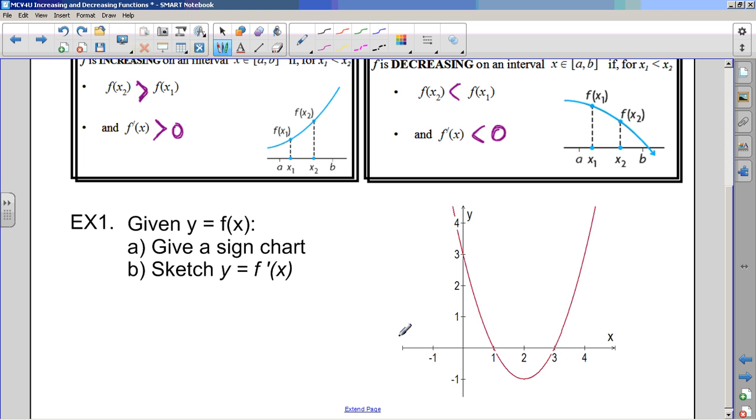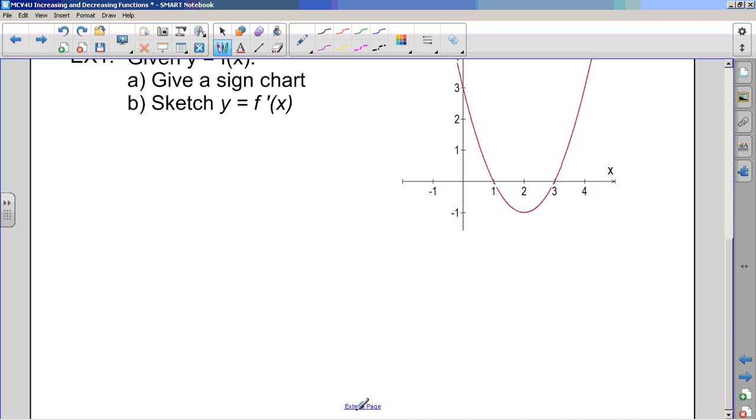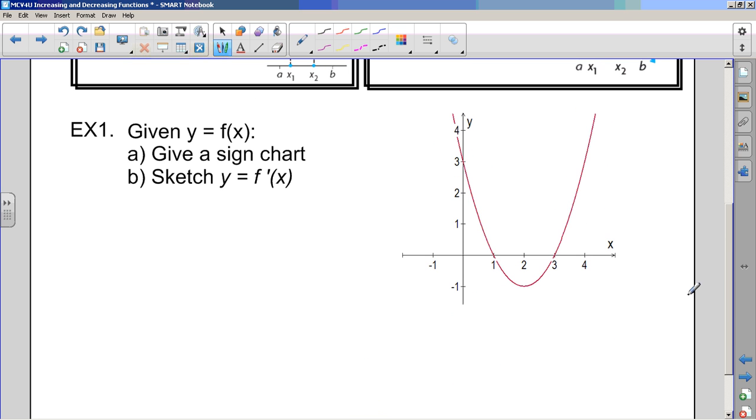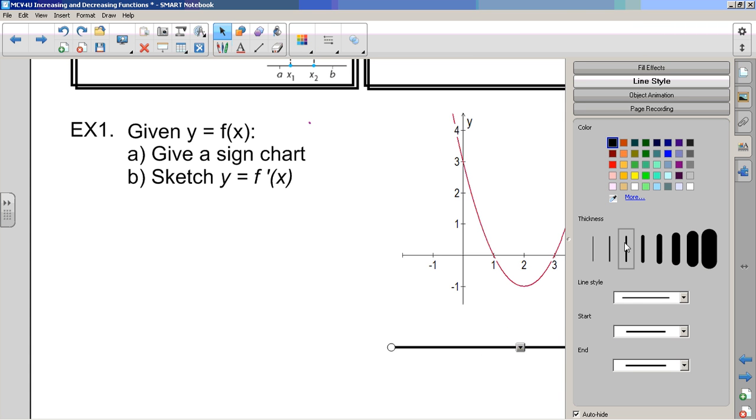So here we go. We've done sign charts before, so we're asked to do a sign chart. So given y equals f at x, give a sign chart. Okay, what do we mean? Well, first of all, we usually, what color do I got going right now anyway? Purple? Okay, I'm going to make my line purple just so it matches. Why not? Okay.